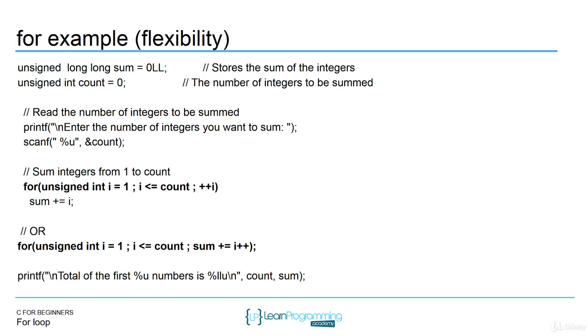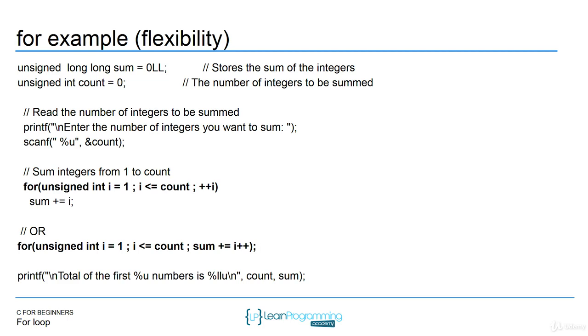So here we say for, we have unsigned int, it doesn't have to be unsigned. For int i equals 1, we're initializing the loop control variable. And then we're saying if i is less than or equal to the count, that's when we're going to exit. And then we're going to modify that loop control, plus plus i. So this is going to run, again, 1 to however many the user entered, 10 or 20. And all we're going to do is we're going to say sum equals sum plus i.